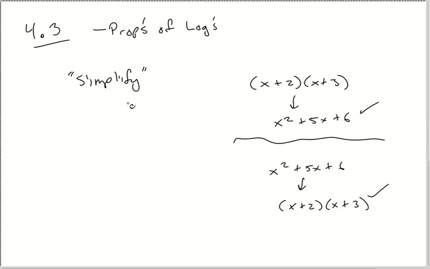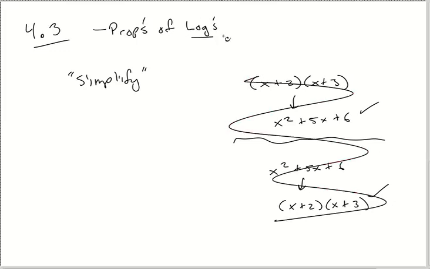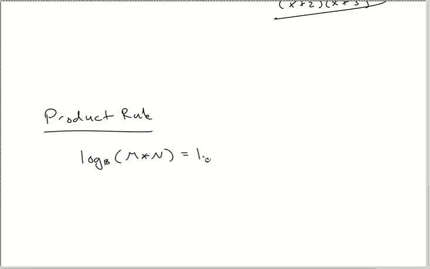We're going to be doing stuff with logs. So let me give you some formulas. They call them rules, but that's fine. So we got the product rule, the product rule of logs. I've got log base b of m times n is equal to log base b of m plus log base b of n.